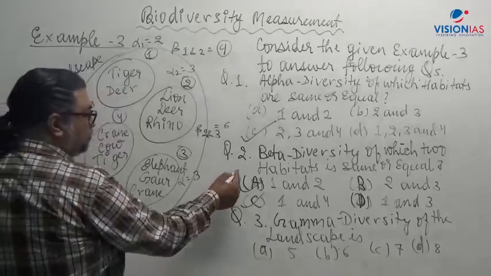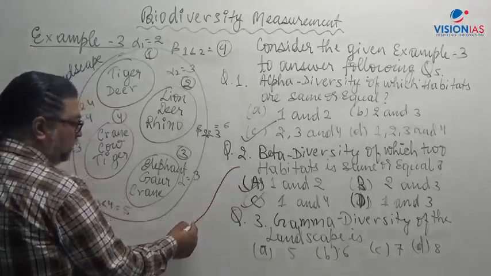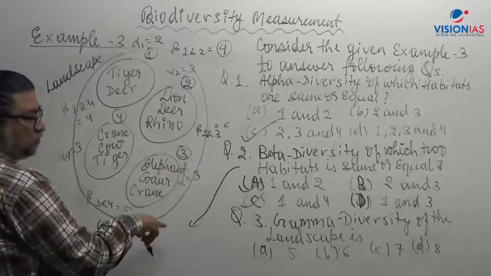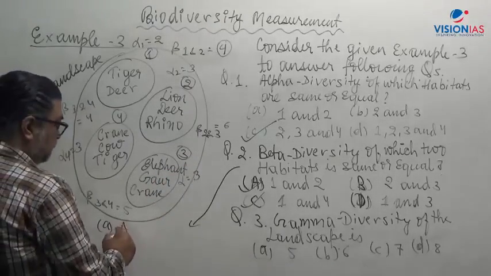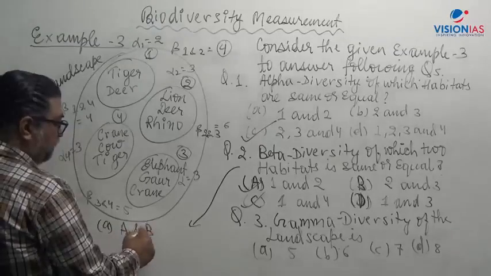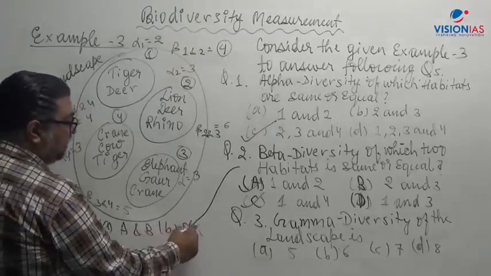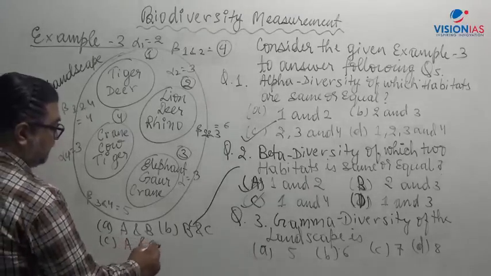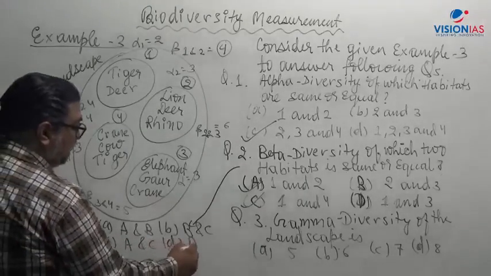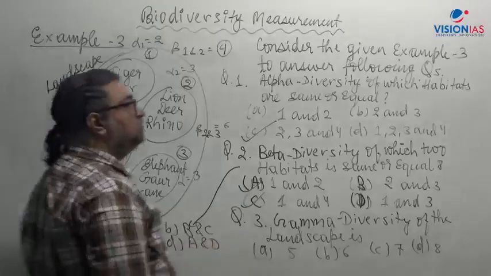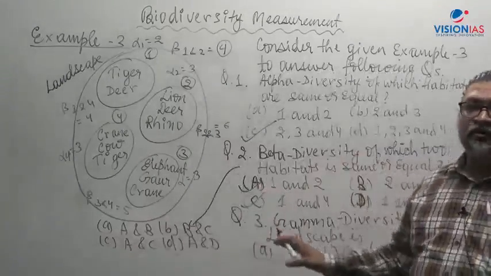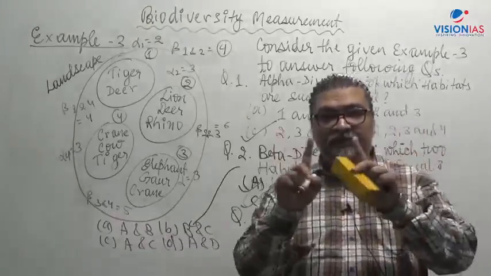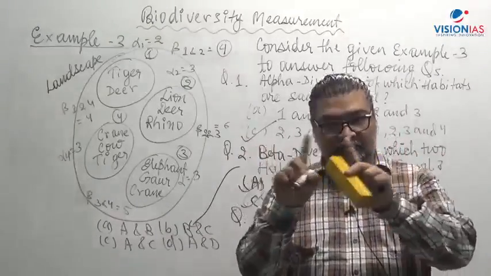And now for this question, I am giving the options: A and B, B and C, A and C, and A and D. Let me complete the question here. Question number 2, I'll make you understand. Beta diversity is between 2 habitats.